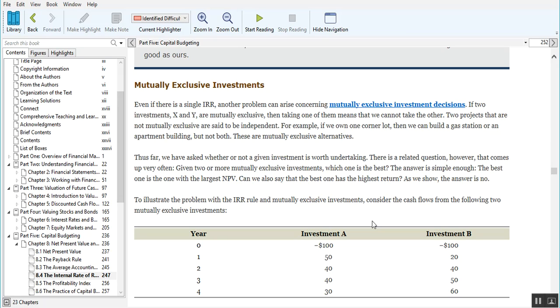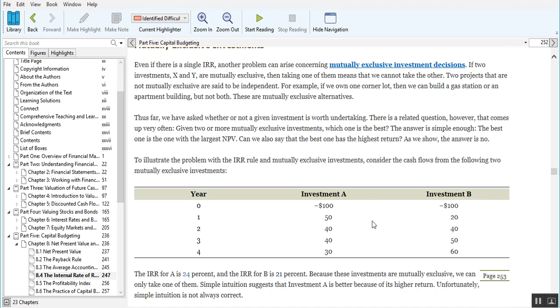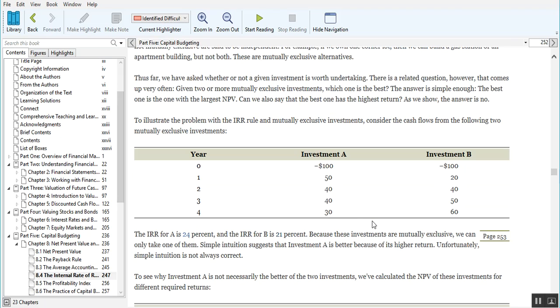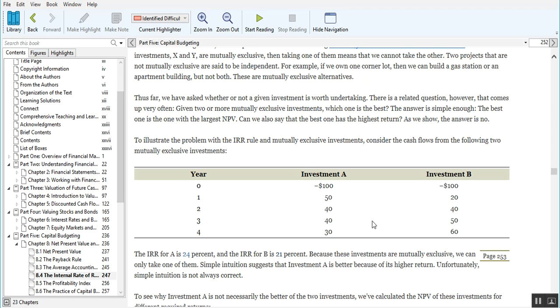Even if there's a single internal rate of return, a problem can arise concerning mutually exclusive investment decisions. If you have two investment decisions and one of them has to be chosen over the other, this internal rate of return really doesn't tell you which project is preferred. It basically tells you where your net present value is 0. And they illustrate the problem with the internal rate of return.